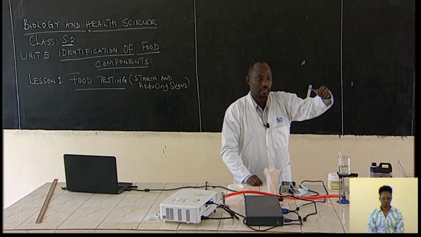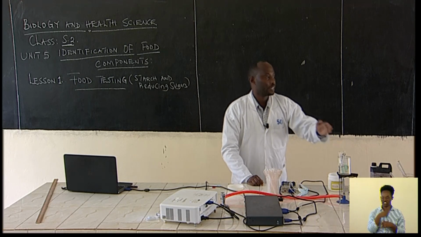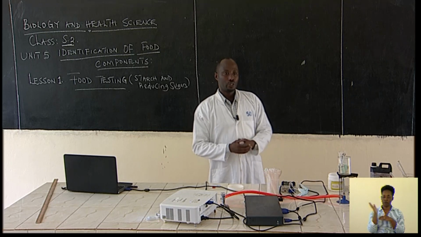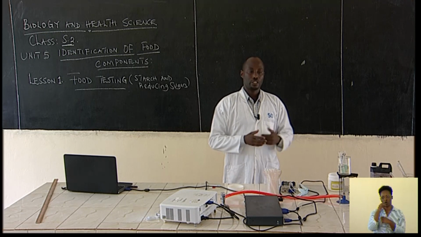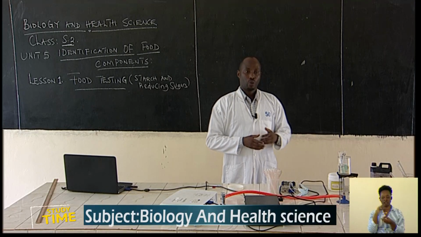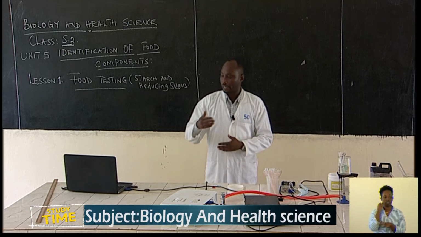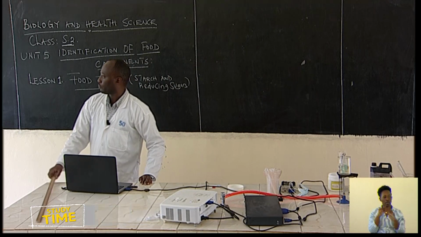Now you can see there's a green color appearing. From green, it will be yellow, then from yellow to orange. That will show you that the food contains reducing sugars. If you get the green color, let us meanwhile see how it will happen.